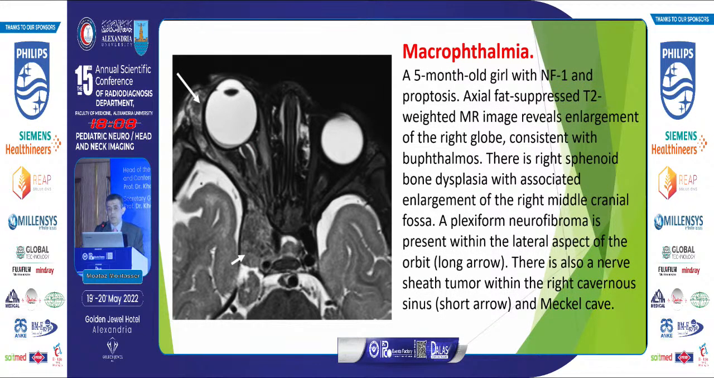This is an example of a macrophthalmic or buphthalmic eye globe on the right side when compared to the left one. This patient has NF1. We can see here the plexiform neurofibroma along the lateral aspect of the globe, in addition to dysplasia of the sphenoid bone and a nerve sheath tumor at the cavernous sinus and Meckel's cave.